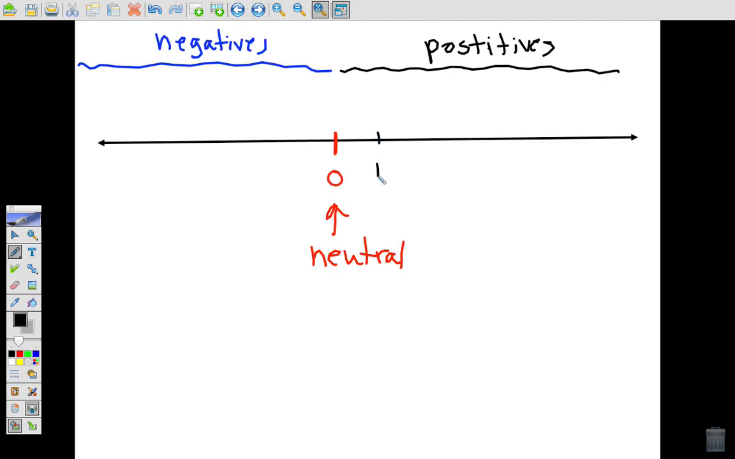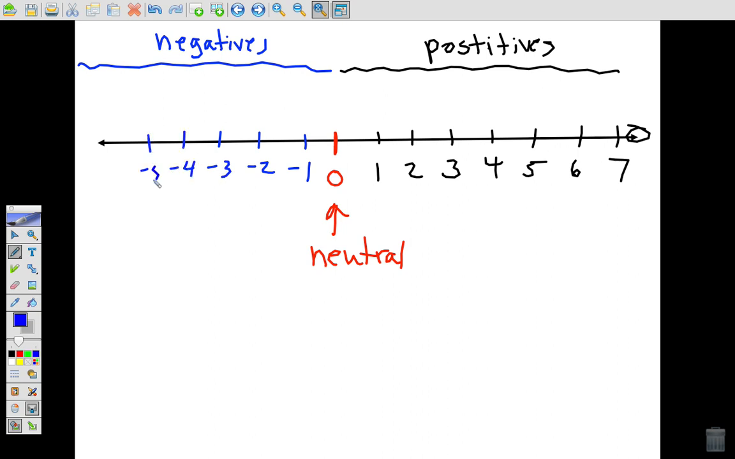So I'd have 1, 2, 3, 4, 5, 6, and 7. And they keep on going because of the arrow. That's what the arrow means. Now to the left, I have the negatives. So I'd have a -1, a -2, a -3, a -4, a -5, -6, and they keep on going because of the arrow. And again, I want to emphasize that 0 right in the middle is considered neither positive nor negative. It's neutral.